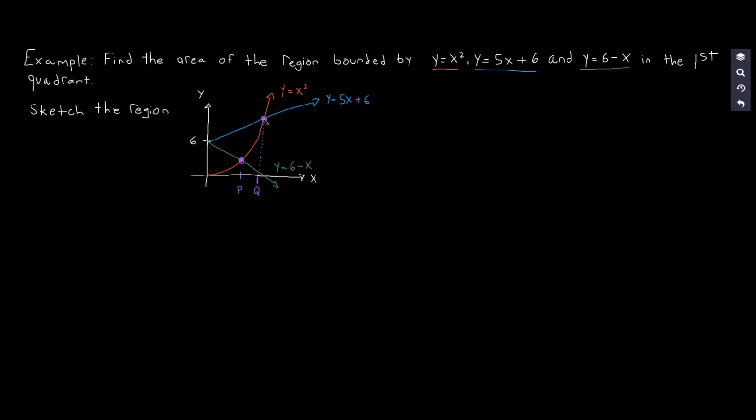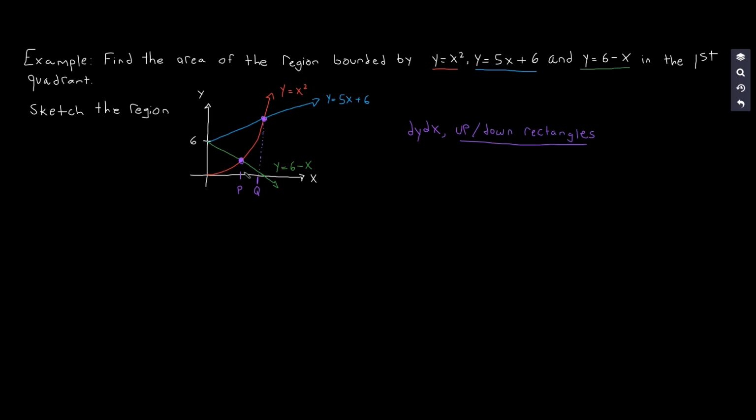So to find the integral on the left, the top is 5 times x plus 6, and the bottom is 6 minus x. On the other side, the top is 5 times x plus 6, and the bottom is x squared. So I'm going to figure out what points P and Q are so I can break this into two integrals. And I will be doing dy dx, and the reason for that, I already said. We've established we're doing dy dx because that's up-down rectangles.